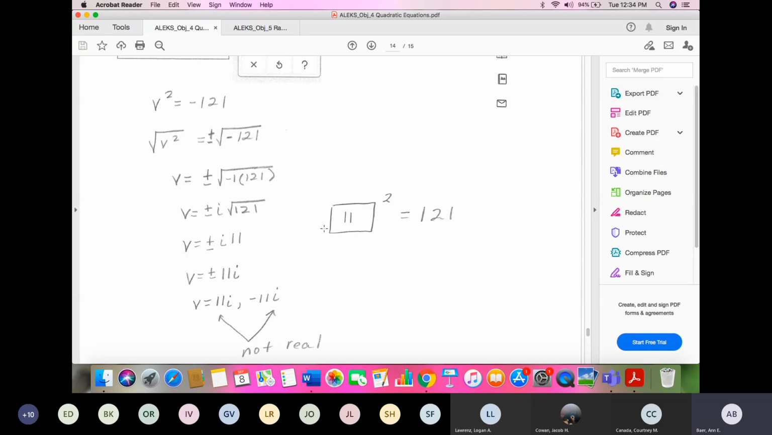you could think of that if we took the square root of both sides, we would get the square root of v squared here, which would give us 11, and the square root here is 121. So the square root of 121 on this side would be equal to 11 over here. So you could put that inside there. So what is the square root of 121?